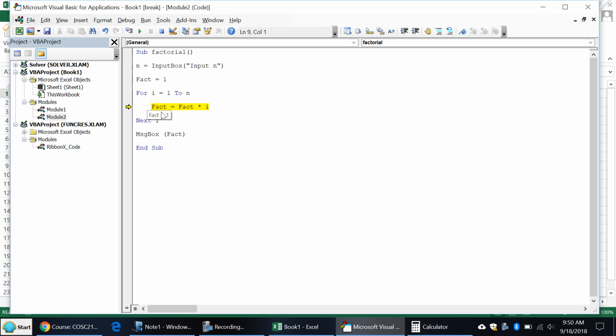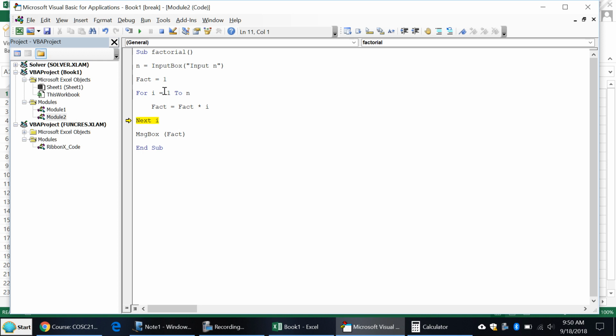So this is going to be fact is equal to fact times 1. So 1 times 1 is 1. Next I. So now I is equal to 2. Fact is equal to fact times 2. 1 times 2, so now fact is equal to 2. Loop again. Fact is now equal to 6 because this value was equal to 2 and this value is equal to 3. So fact now is equal to 6. Then I'll multiply fact again times 4. So now fact is equal to 24.